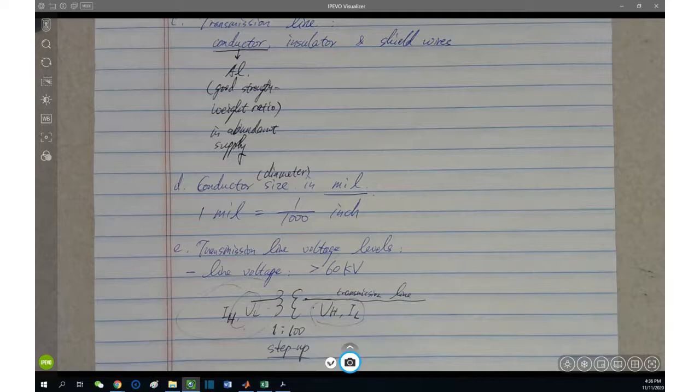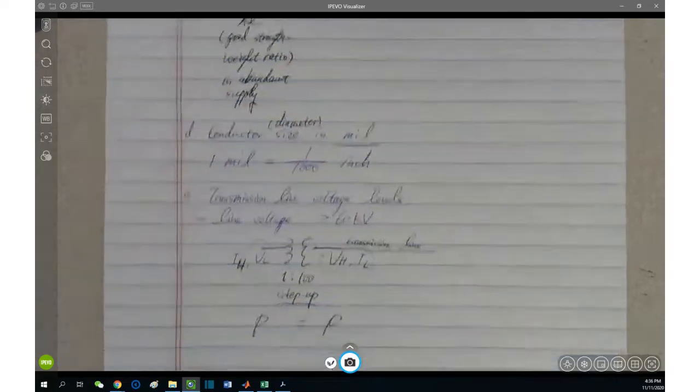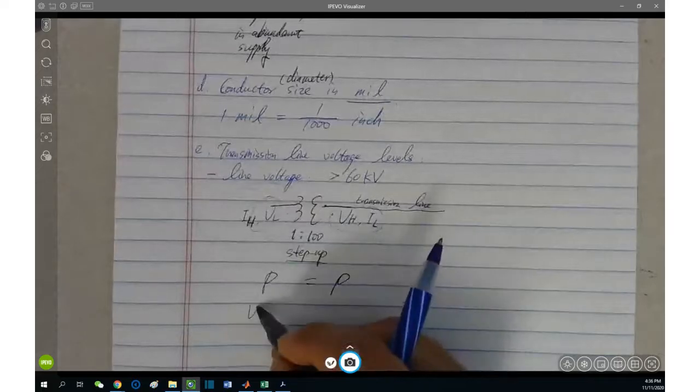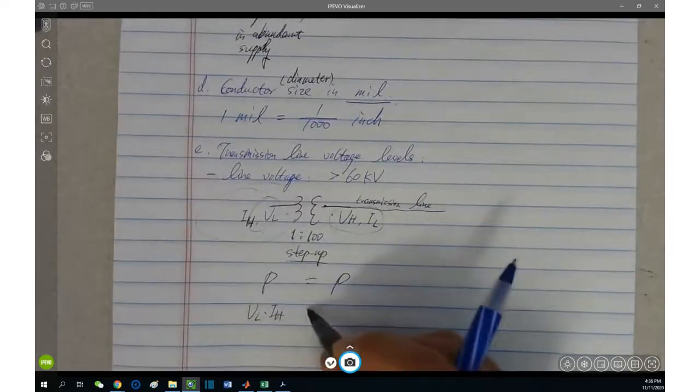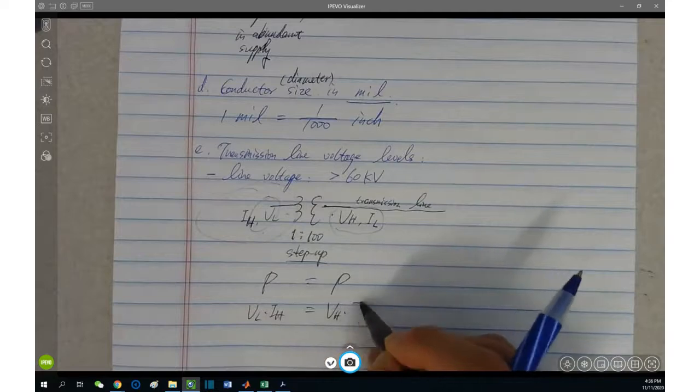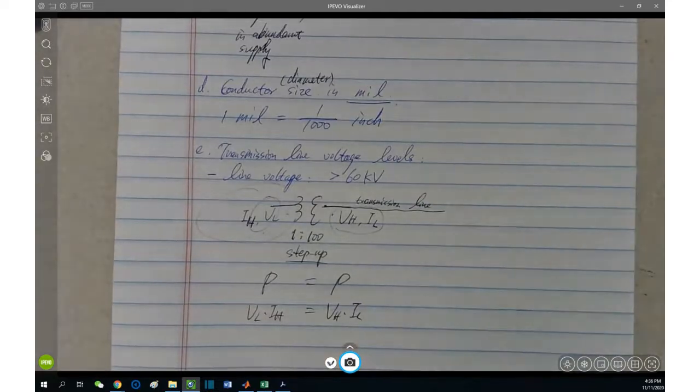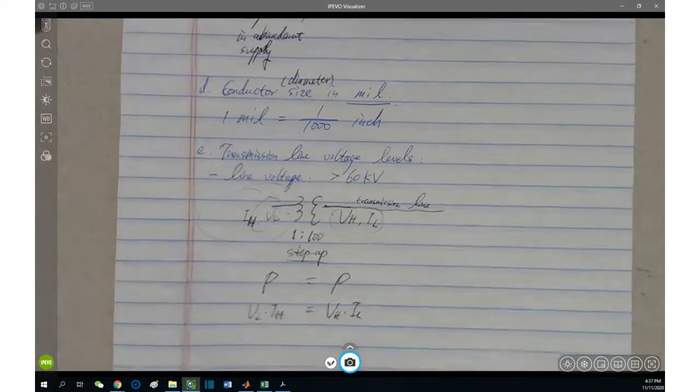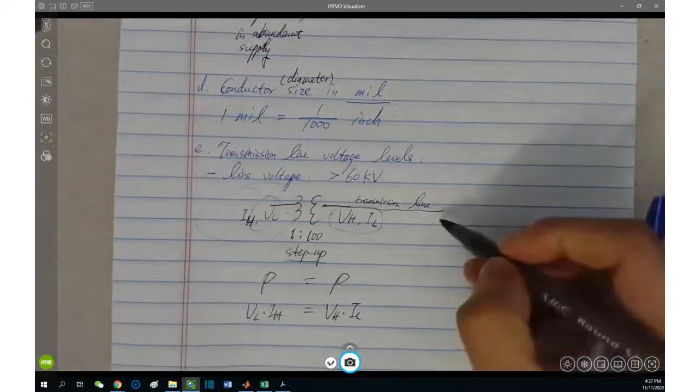The reason is, once again, Sawyer mentioned the power is the same, right? Power is the same, then VL times IH equals VH times IL, right? That's the reason. So on two sides of the transformer, you have the same power. So if you boost up the voltage, you definitely lower down the current.